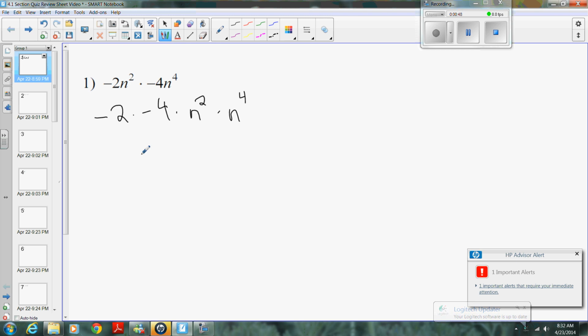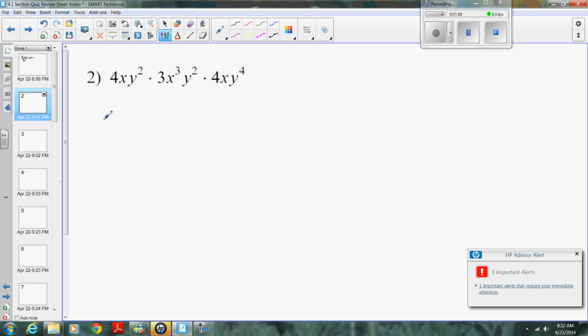So I can just line them up as such and then get the product of these two, positive 8. The product of these two using the rule of exponents is n to the 2 plus 4, which is n to the 6, okay? So that's the work over here. For that reason, final answer, 8n to the 6th.